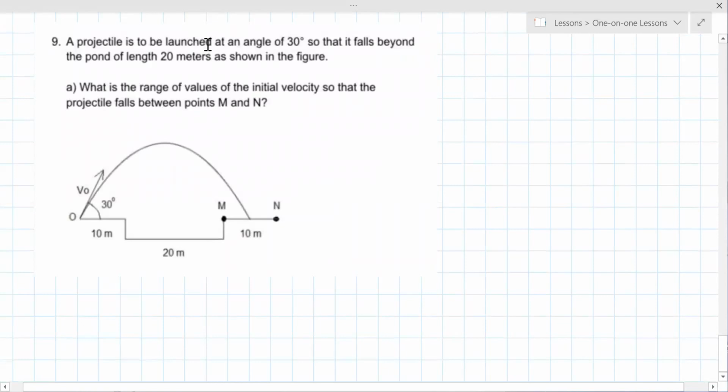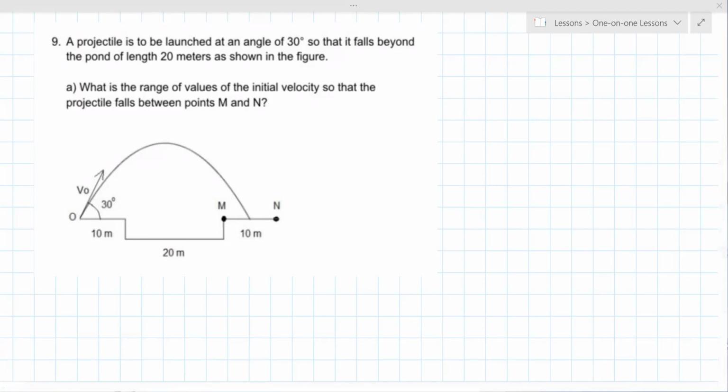A projectile is to be launched at an angle of 30 degrees. So this figure should look very similar to the ones that we've been drawing, where they go up and down, and here's V0. It falls beyond the pond of length 20 meters as shown in the figure. What is the range of values of the initial velocity so that the projectile falls between points M and N?